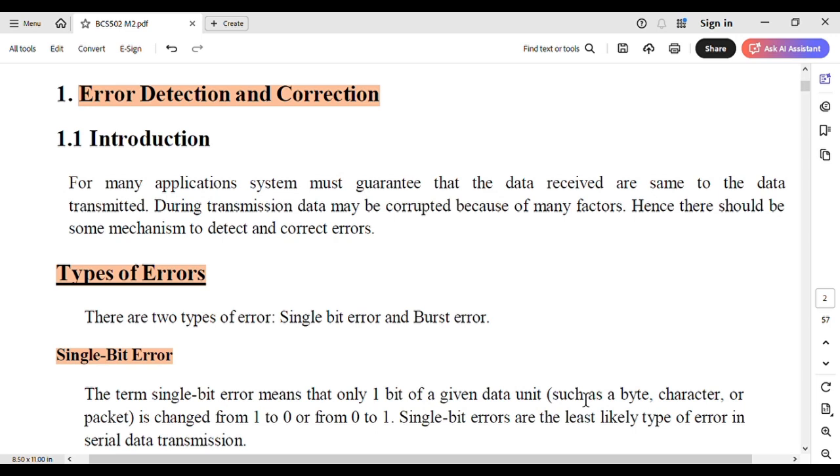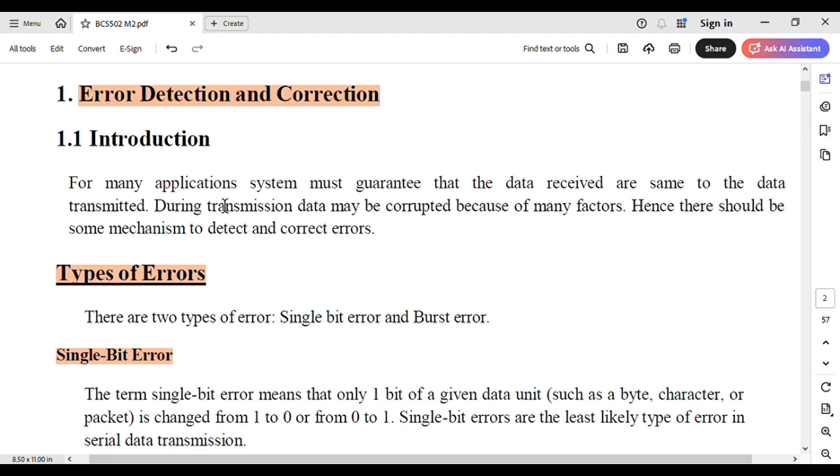Hi friends, in this video I will explain the concept of types of errors in error detection and correction for 5 marks. This error detection and correction belongs to the second layer of the OSI layer model, that is the data link layer. Before entering into error detection and correction, we need to know some basic things.